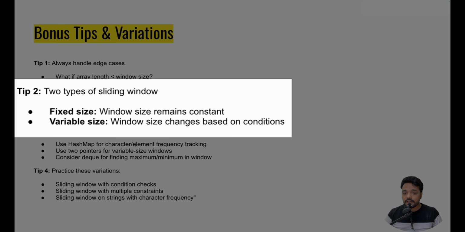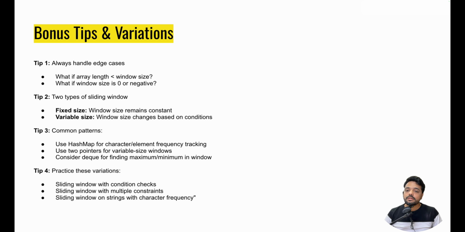Second, remember there are two main flavors of sliding window. Fixed size, where the window length stays constant, like find the maximum sum of k consecutive elements, and variable size, where the window grows or shrinks based on conditions like longest substring without repeating characters. Get this distinction right, and half your confusion is gone.